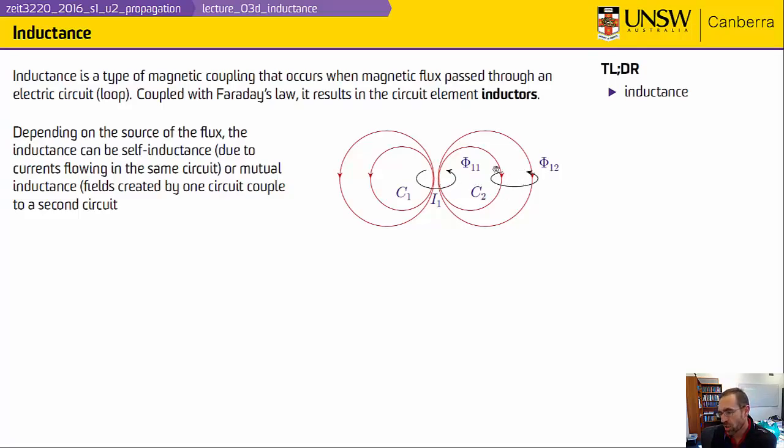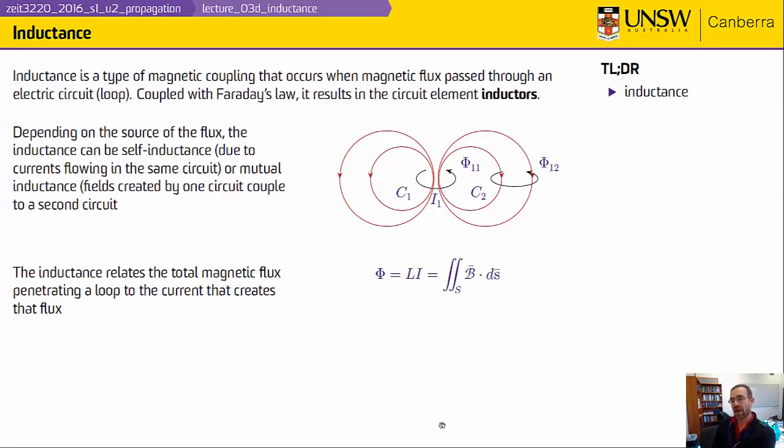And likewise, if I had current 2 flowing here, we'll use a different color to demonstrate. If I had a current flowing in this wire, that current in a right-handed sense would set up magnetic fields, and those magnetic fields would look like this. And they would set up a phi2,1. That would be the flux in circuit 1 due to currents flowing in circuit 2. So that's the concept of self-inductance and mutual inductance.